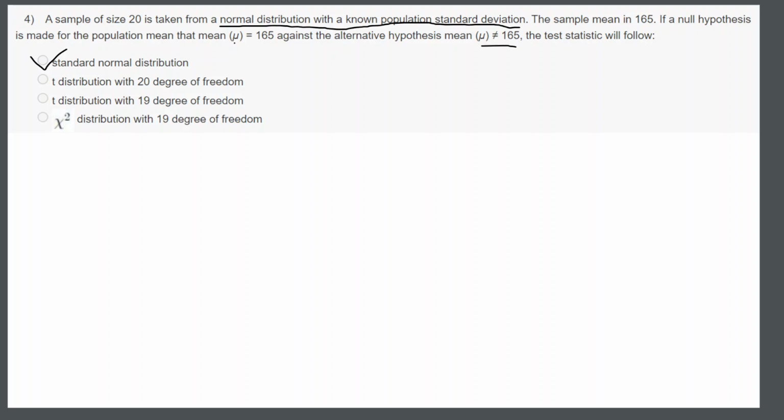So here, since the population is normally distributed, and we know the population standard deviation, we can go with the standard normal distribution for the test statistic, and we can use the Z test. So that is what it means. Okay.